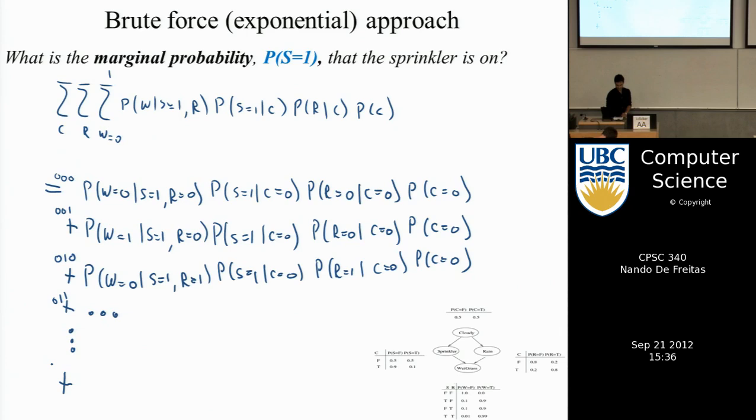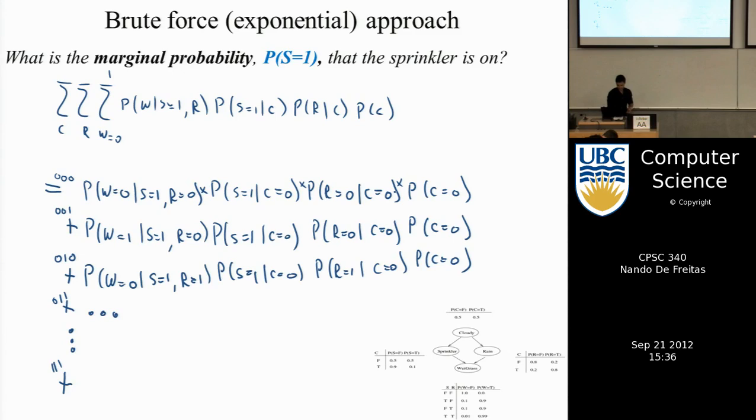Okay? So there are 2 to the 3 terms in this. And then every time you write 2 to the 3 terms, you need to do 1, 2, 3 multiplications. So there are 2 to the 3 times 3 multiplications, or floating point operations for your computer. So even the small exercise is taking quite a lot of time. It's been quite tedious.